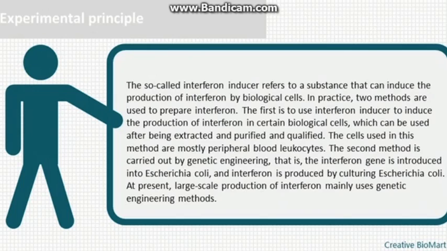The second method is carried out by genetic engineering, that is, the interferon gene is introduced into Escherichia coli, and interferon is produced by culturing Escherichia coli. At present, large-scale production of interferon mainly uses genetic engineering methods.